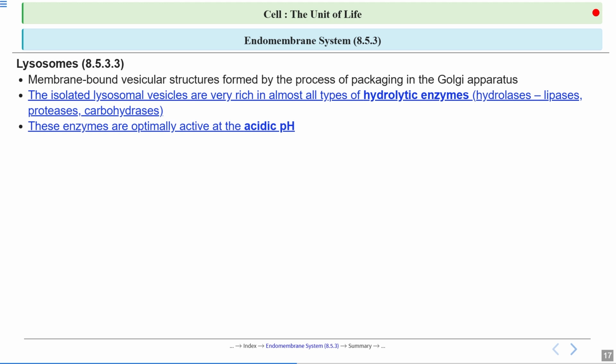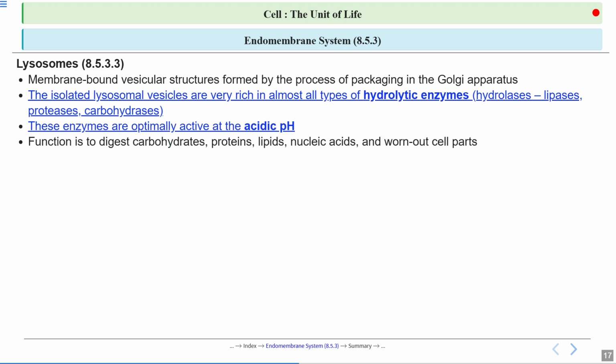Most enzymes are basically proteins, so these enzymes function at an optimum pH and optimum temperature. All these hydrolytic enzymes work at acidic pH. Clear? Now the function of these enzymes is to digest carbohydrates, proteins, lipids, and nucleic acids also. There are enzymes known as nucleases which can degrade nucleic acids also. Now what are nucleic acids?